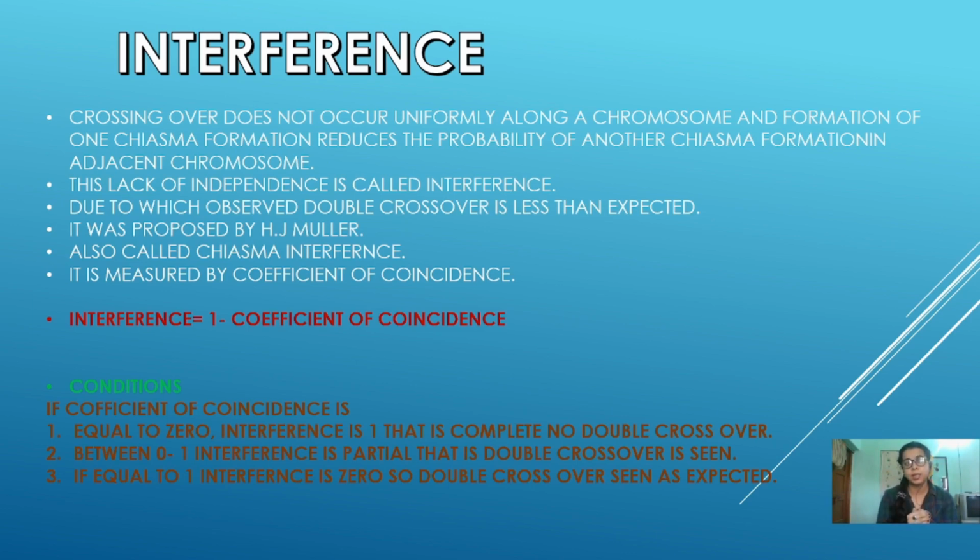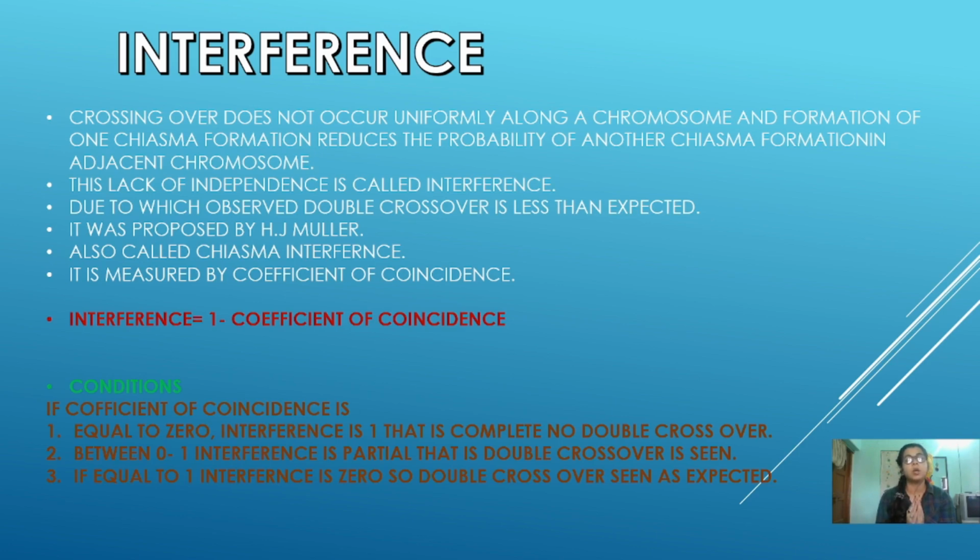So what will happen as a result? Double crossover will be reduced. The probability or the number of double crossovers will be reduced, because double crossover is a result of crossing over. If single crossover takes place two times, then double crossover will happen. But if the crossing over is reduced, then the probability of forming double crossover will also be reduced. Due to that reason, there are certain points.